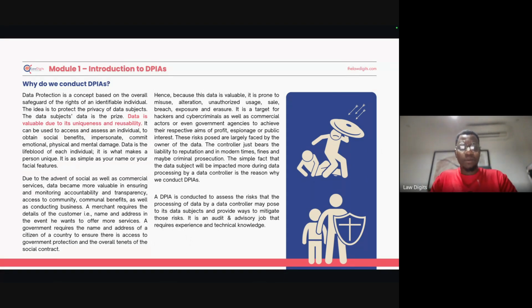Like I said earlier, data protection is a concept that is based on overall safeguard of the rights of an individual. The idea is to protect the privacy of data subjects. The idea is to protect the rights of human beings. When it comes to the definition of personal data under the law, if you look at section 65 of the NDPA, it doesn't talk about data generally, not analytics, not keystrokes, not working gates. It's talking about personal data that has to relate to human beings, particularly.